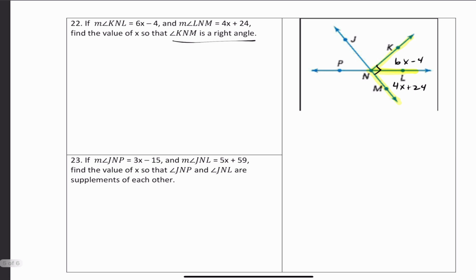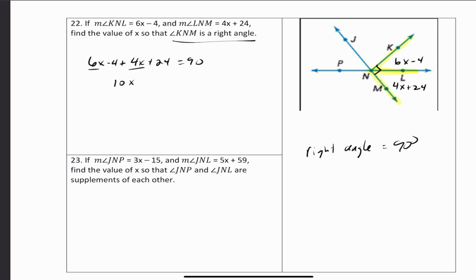Here, I got a different scenario, a right angle. Again, with right angles, that's 90 degrees. So then we drew our square here. So that means that this plus this, part plus part, is equal to that 90 degrees, right? I'm adding those angles up and equal that to 90. So basically, that's just complementary. So we can say 6x minus 4 plus 4x plus 24 is equal to 90 degrees.